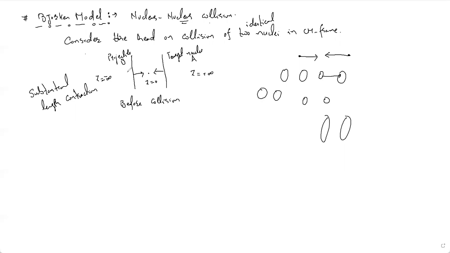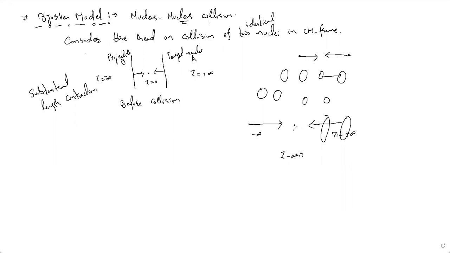Let me represent it here. One nucleus is coming from here and one nucleus is coming from there. This is coming from z equal to minus infinity, and this is coming from z equal to plus infinity. Now, as I told you in the last lecture too, the longitudinal direction we represent by the z axis, the longitudinal axis. So when they come, they will meet at some point, and I call that point z equal to zero.